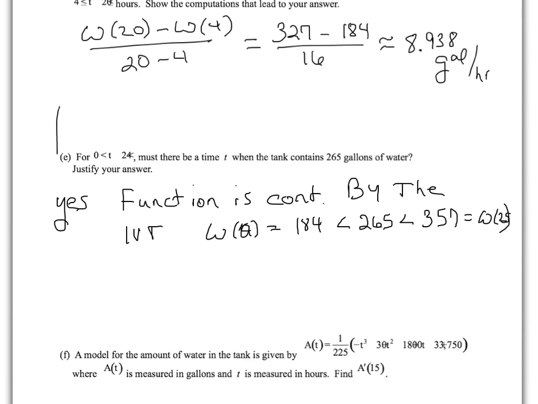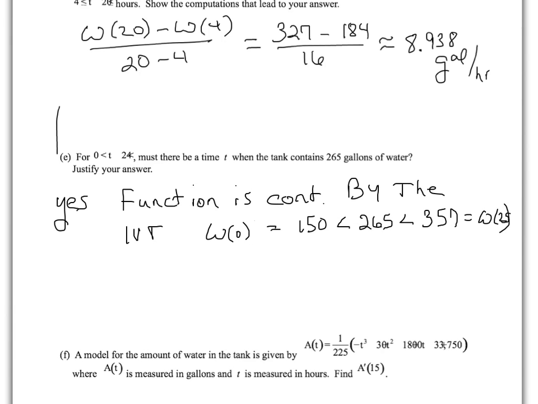Yeah, W of 0. Thank you. So let me change that, because it did ask for 0. I was thinking about the previous problem. W of 0 is 150, which is less than 265, which is less than 357, which is W of 25. So that's your proof that, yes, at some point in time it had to contain 256 gallons of water.